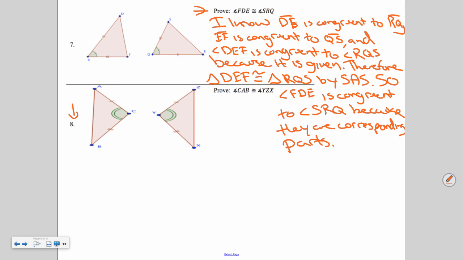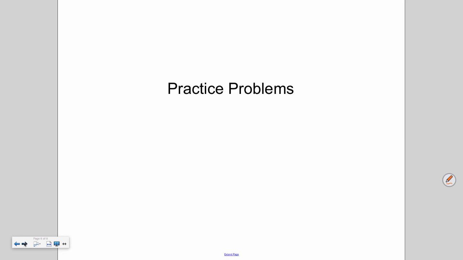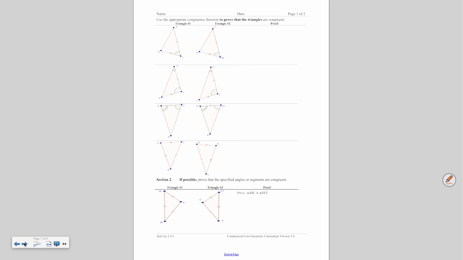After you've done that, there are some more practice problems not using side, angle, side. Some use side, side, side. Some use angle, angle, side. Some use angle, side, angle. But these are the next couple problems that you can work on, and come in next class with any questions.